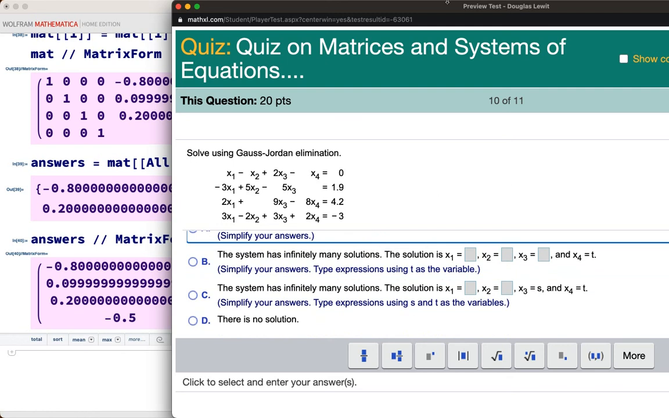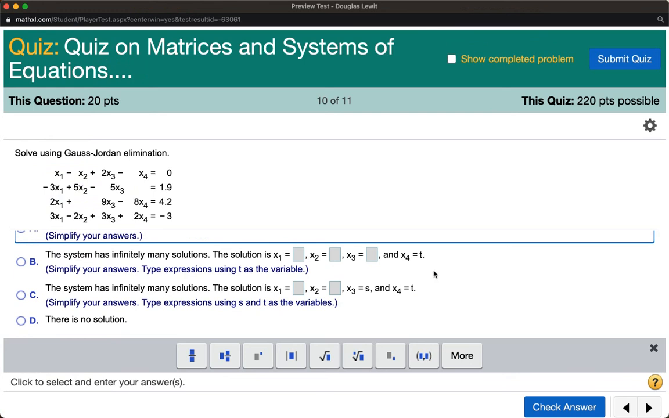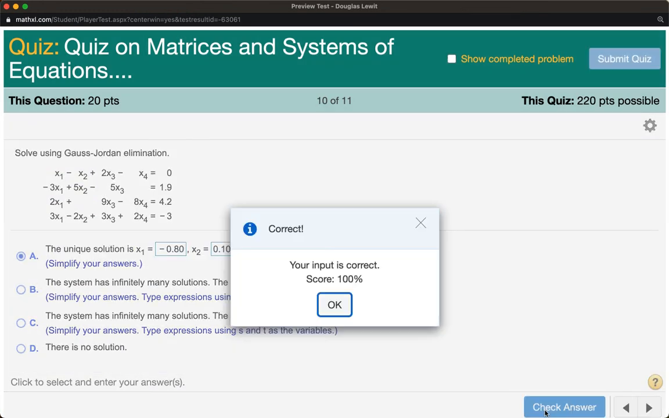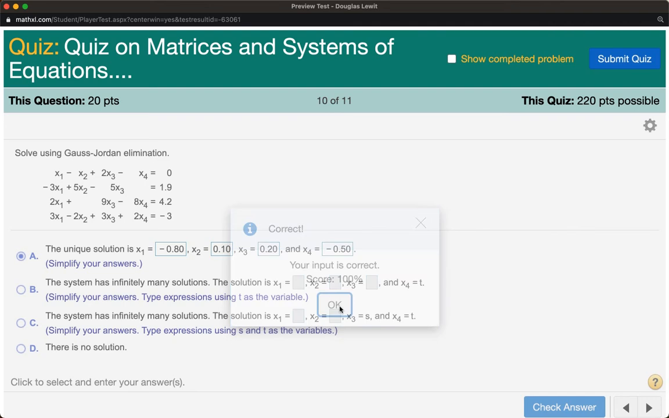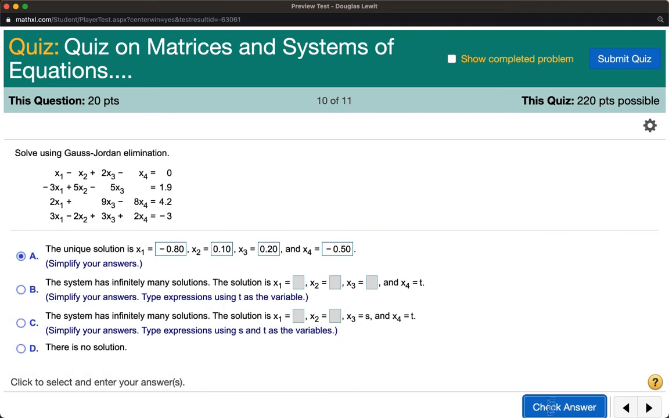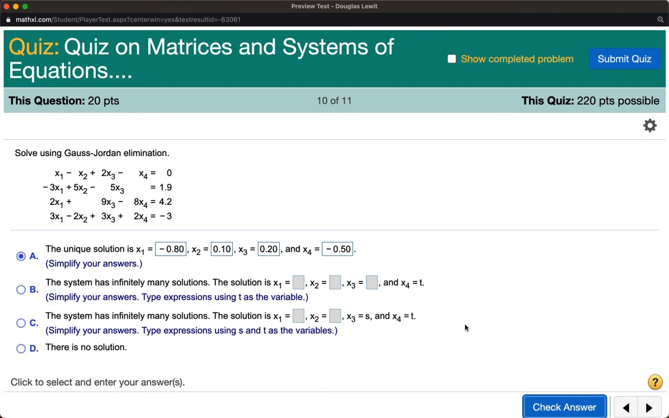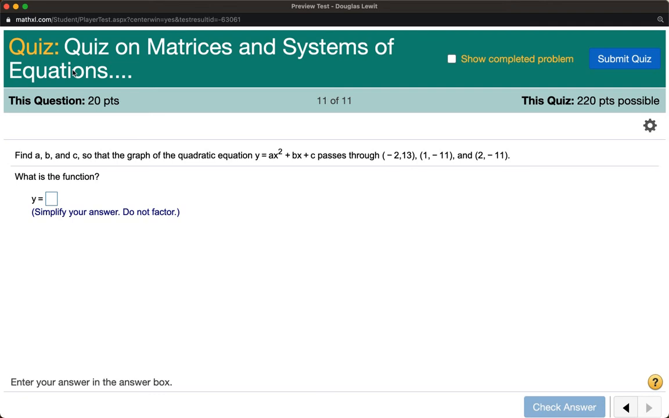Okay, hold on one second. Let's see if Pearson likes my answers. Your input is correct. Score 100%. Terrific. We have one more problem to do, and that's going to be it for today.